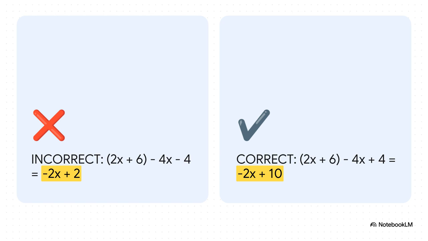Forgetting to distribute that negative is the most common error by far. I mean, just look at the difference here. On the left, in the incorrect version, the negative was only applied to the 4x. But on the right, you see that subtracting -4 is the same as adding 4. It completely changes the final answer. It's a small detail with a huge impact.